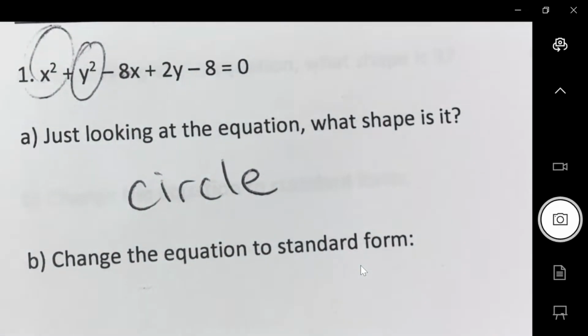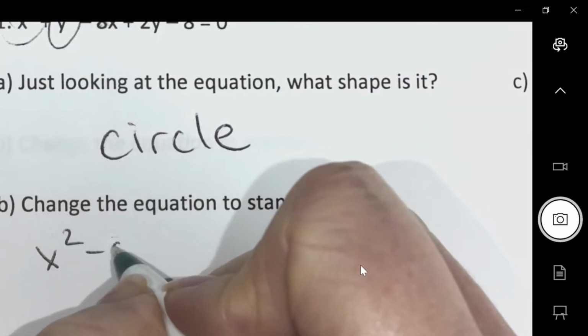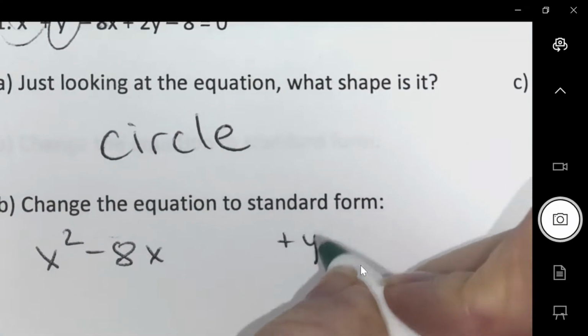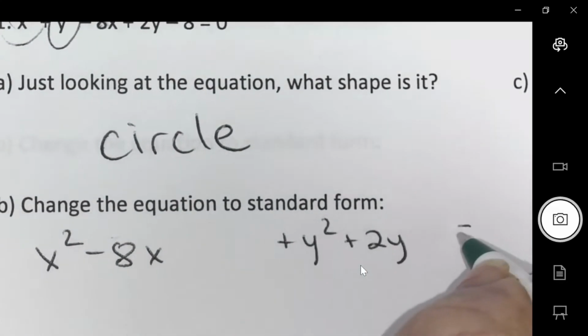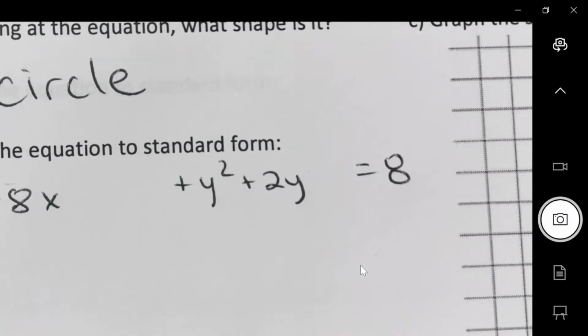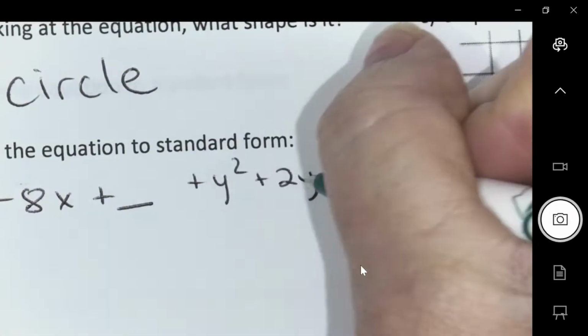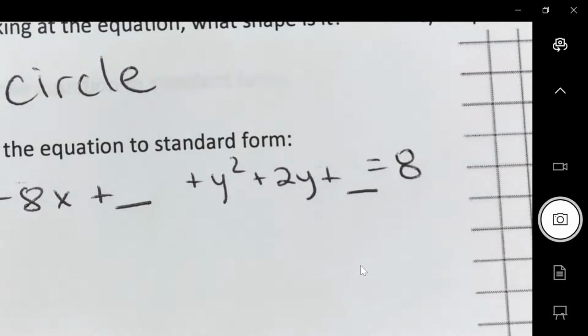Circle, because we have the same x squareds and y squareds. So I'm going to change the form. So here's what I did to change the form. Group the x stuff, group the y stuff, move the number. This one's nice. I don't have to factor something out, right? So it's just plus blank, plus blank. Finish the trinomials.